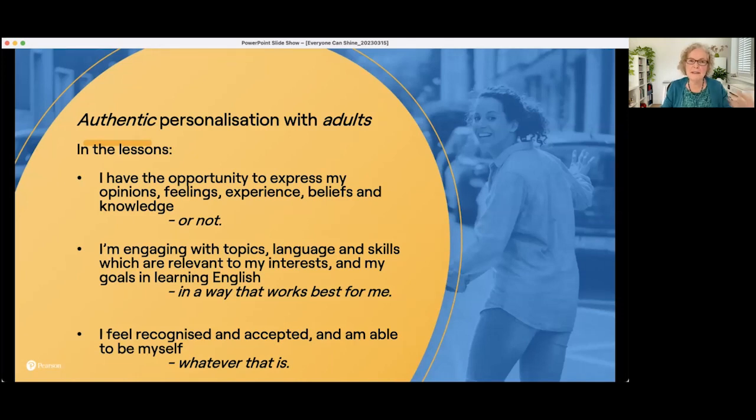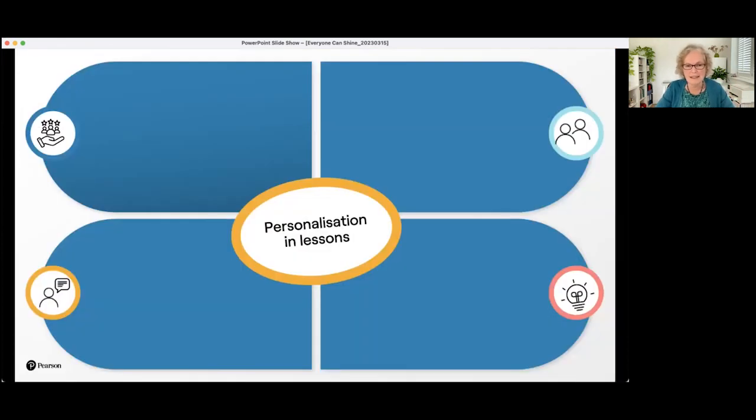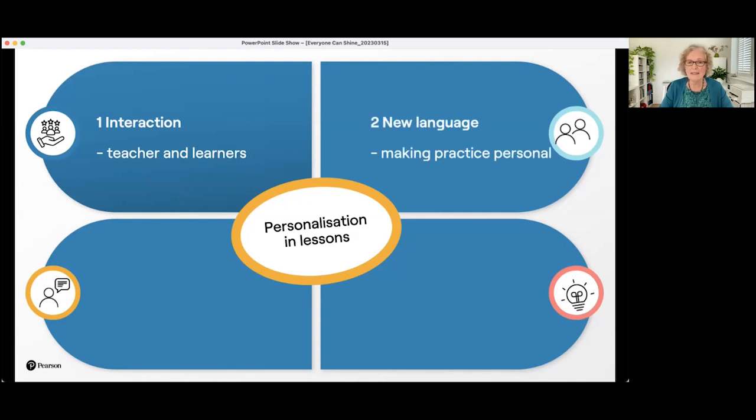Fantastic. So that's the principles behind this webinar. Let's look at some practical ideas now. First of all, for personalization in our lessons, four areas I'm going to look at. Interaction, mainly between the teacher and the learners. New language, making practice personal. Personal response to skills work. And choice with adults in how they learn and what they're learning.